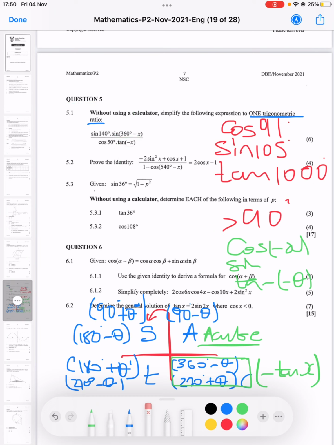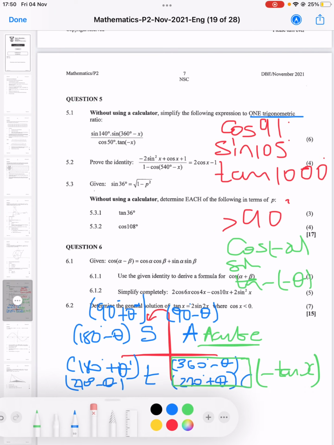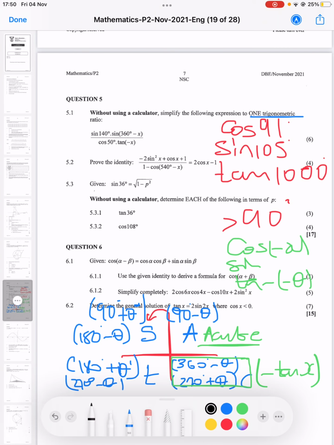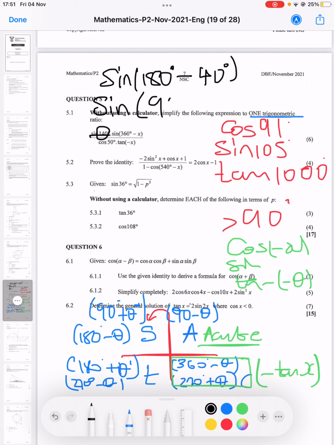Let me just remove all of that. So you are having a sine of 140. You can reduce that angle in two ways. You can reduce it by a sine of 180 degrees minus whatever angle takes you back to that. I think it has to be 40 degrees. You can also reduce it by saying a sine of 90 degrees plus what is it?